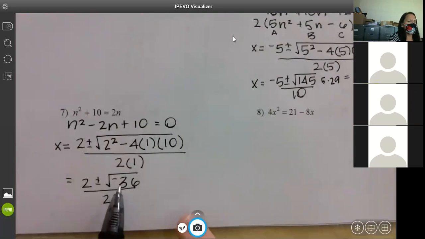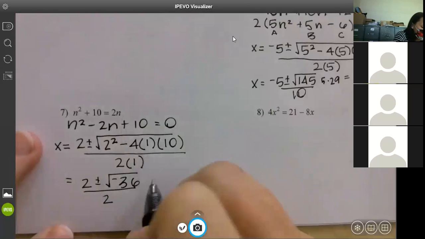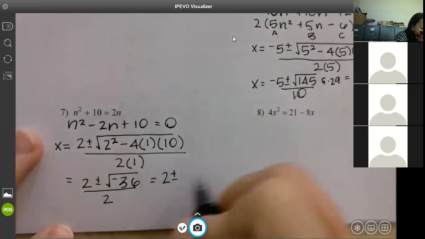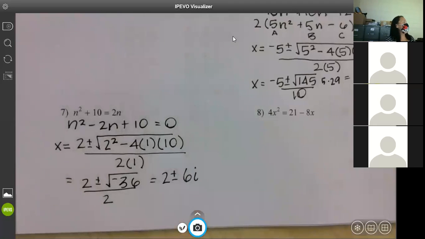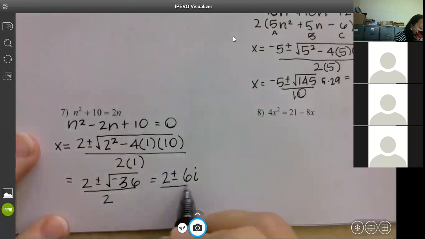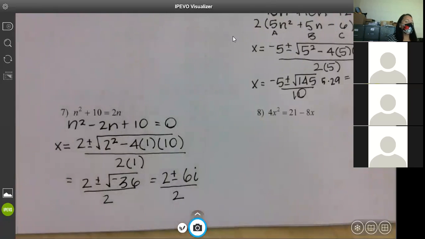So what is the actual square root of 36? 6. Remember, we pull the i out anytime we have a negative square root. Because we saw the negative under the square root, that gives us our i. And then we divide by 2. The only reason your square root went away is because 36 is a perfect square.